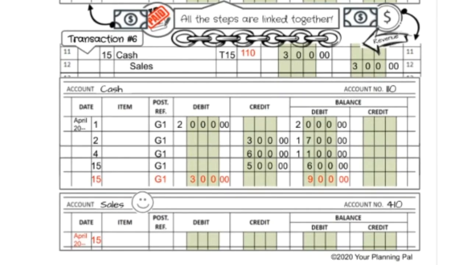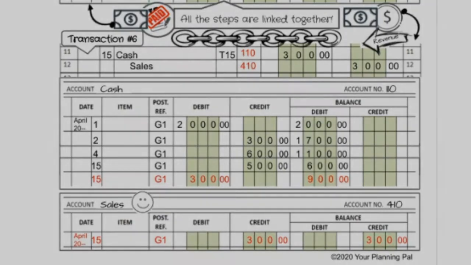If it's the first one, don't forget to put the month and the year. It's still general journal page 1, and it is a credit of $300. We record our $300 in the credit side of the balance column as well. Lastly, take our account number 410 and put that back up in the general journal.